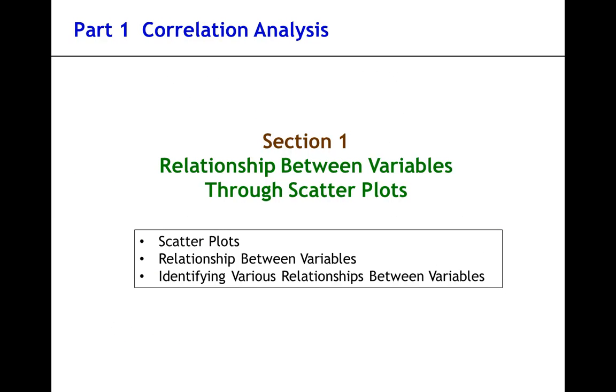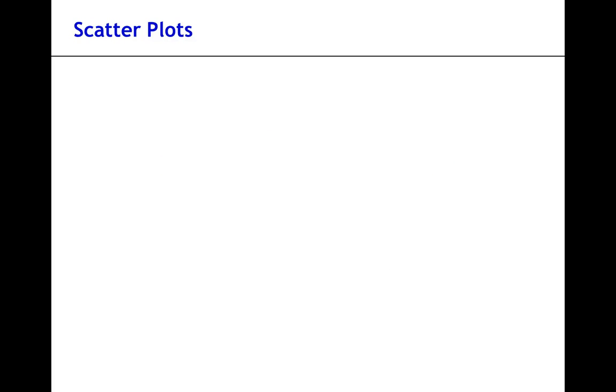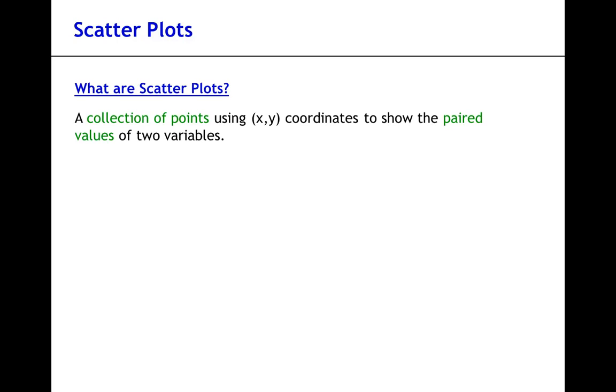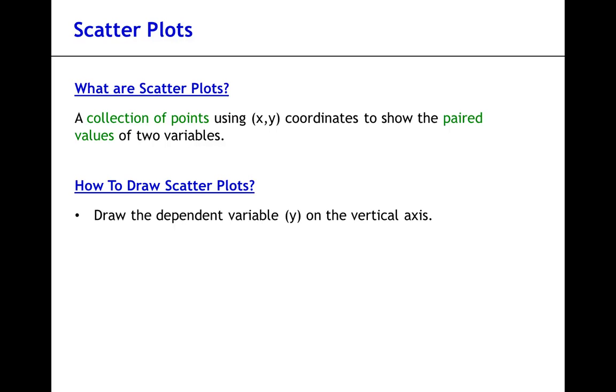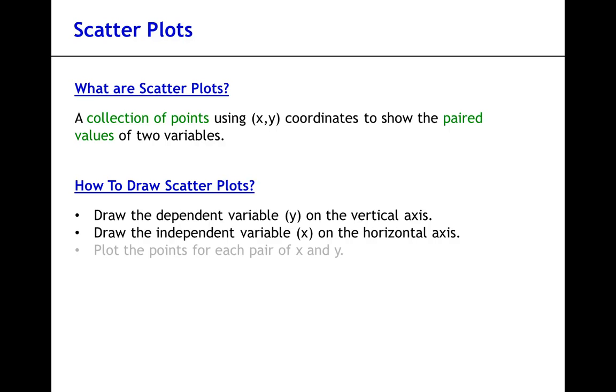In this section, we are going to learn about this visual aid called a scatter plot. A scatter plot is like a graph with a collection of points, and each point represents a pair of x and y coordinates. To draw the scatter plot, we let the vertical axis represent the dependent variable y, and the horizontal axis represent the independent variable x. And we plot each pair of x and y accordingly.